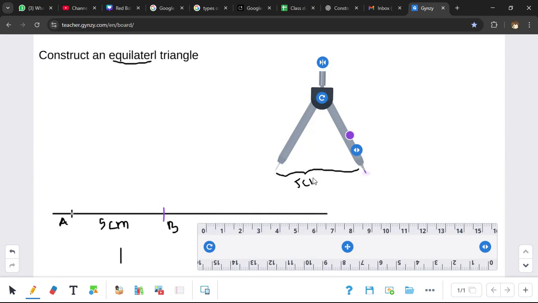So don't change it. ඒක වෙනස් කරන්න එපා. So don't change it.